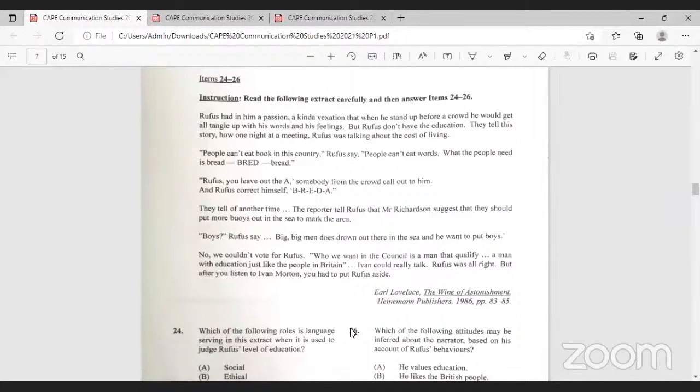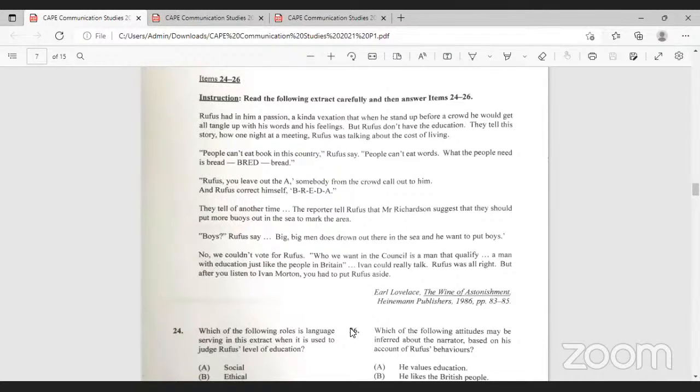Rufus had in him a passion, kind of vexation that when he stand up before a crowd, he would get all tangled up with his words and feelings, but Rufus don't have the education. They tell this story how one night at a meeting, Rufus was talking about the cost of living. People can't eat book in this country, Rufus said. People can't eat words. What the people need is bread. B-R-E-D, bread. Rufus, you leave out the A. Somebody from the crowd called out to him, and Rufus correct himself.